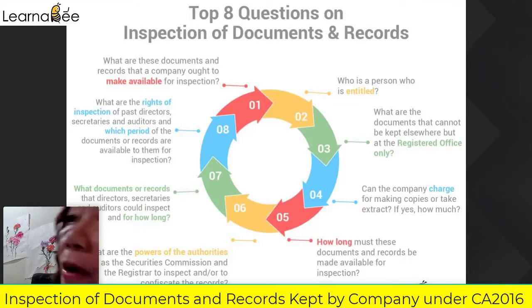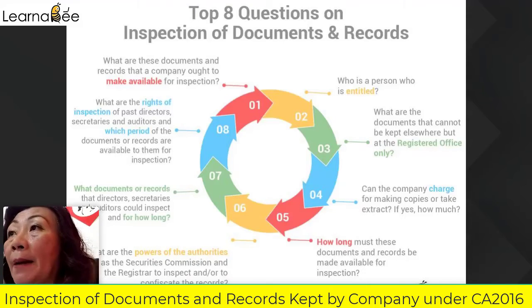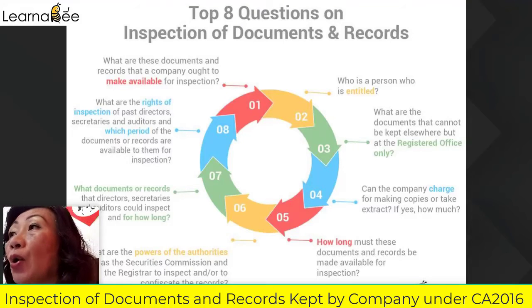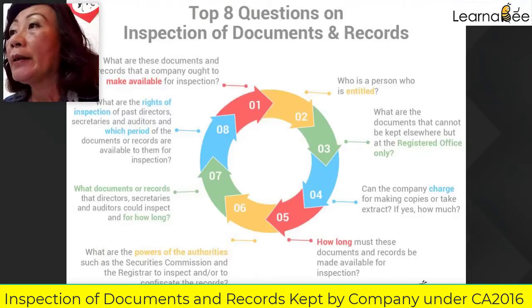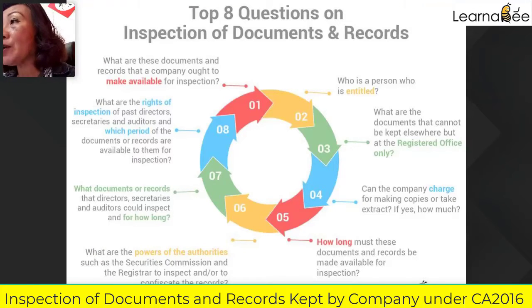So what are they? One, what are the documents and records that a company ought to make available for inspection? Two, who is the person entitled? Three, what are the documents that cannot be kept elsewhere but at the registered office only? Then question number four, can the company charge for making copies or taking extracts? If yes, how much?